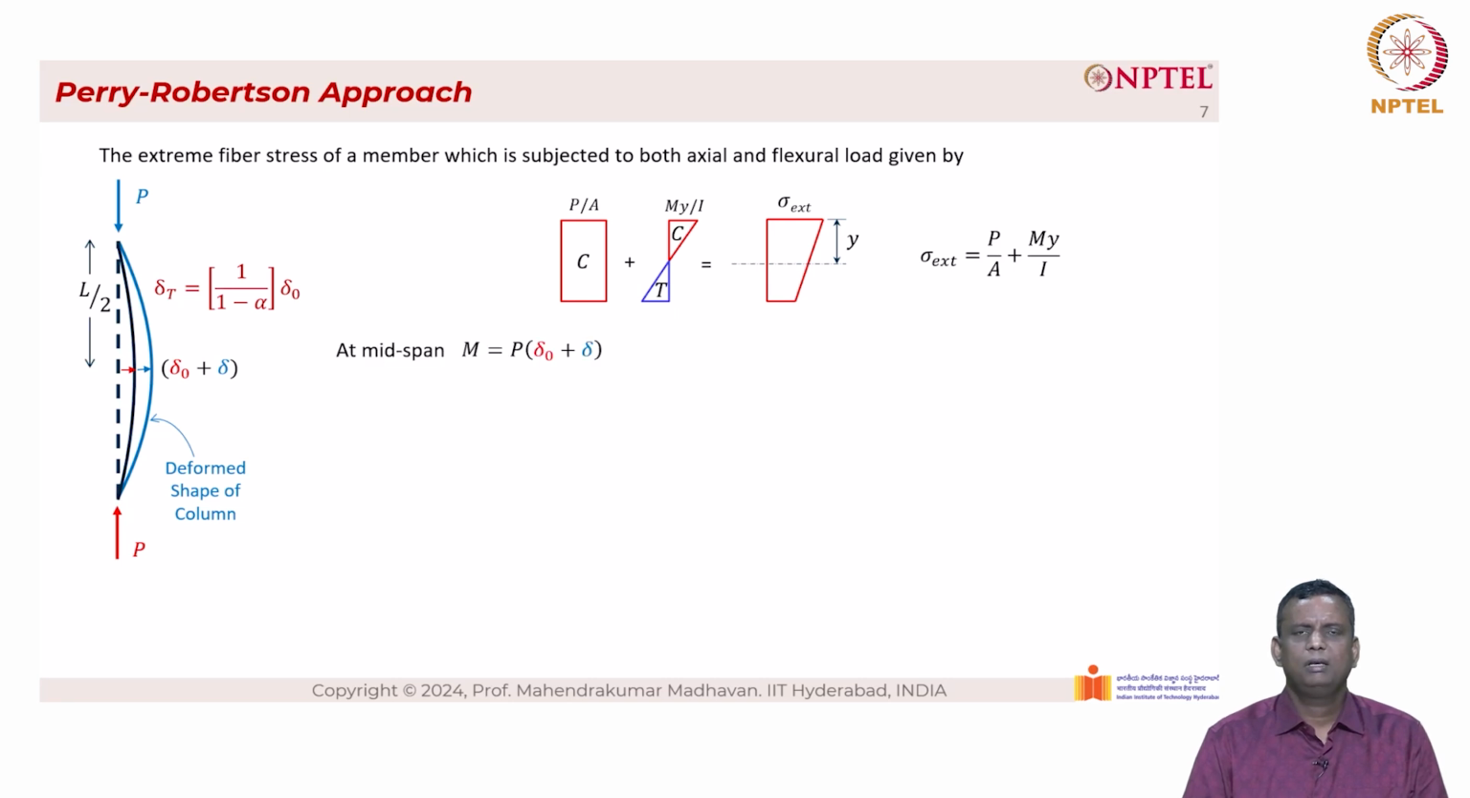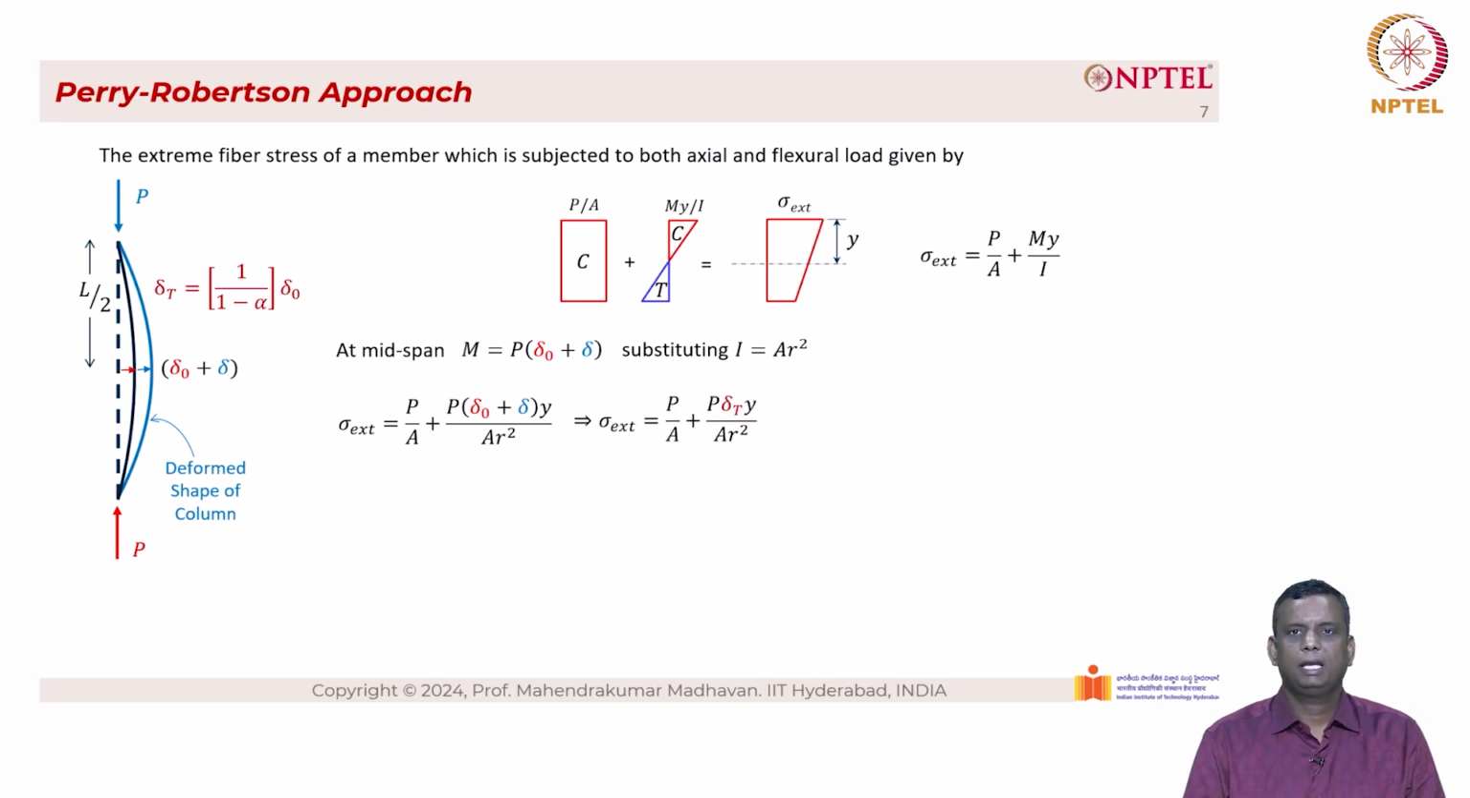At midspan, we know that M equal to P into delta naught plus delta. Substituting I equal to A r square and M equal to P into delta naught plus delta, we have the extreme fiber stress as P by A plus P into delta naught plus delta into y divided by A r square.